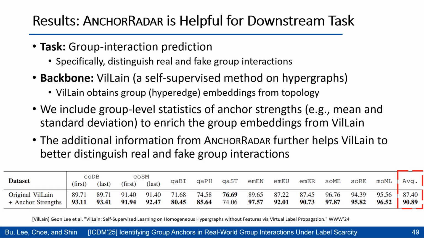Moreover, we also show that the anchor strength learned by the proposed method is helpful for downstream tasks. Specifically, we consider group interaction prediction, or more precisely, distinguishing real and fake group interactions. We use Villain, a self-supervised method, as the backbone, which also does not need external features as inputs. We show that the performance of Villain is even better when we include additional features from anchor strengths.